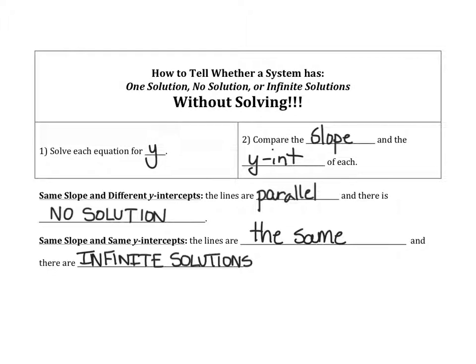And again, that just means that the two lines are exactly the same, and where two lines that are the same lie on top of each other, then they're intersecting infinitely. They're always intersecting in every single point along that line. So again, if the y is by itself and you get same slope, different y-intercepts, that means they're parallel and we have no solution. If you get the same slope and the same y-intercept, that means the lines are the same and it's infinite solutions.